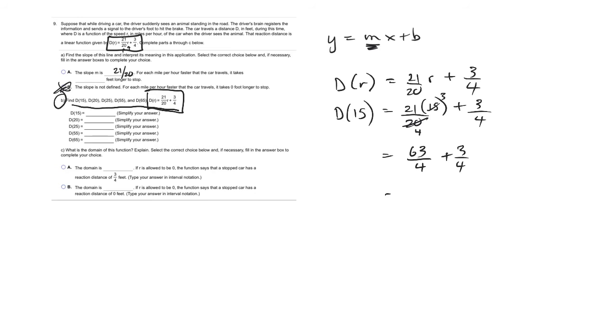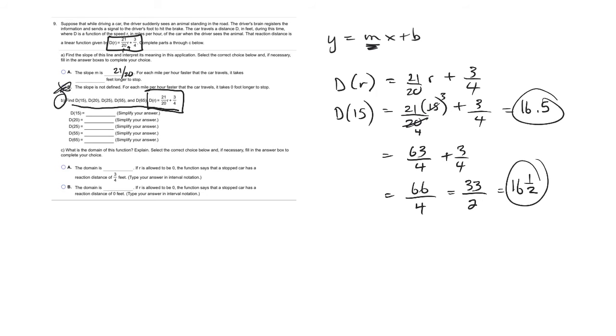And if you add that, that'll be 66 over 4, which you can simplify by 2's, I think. So it'll be 33 over 2, or I think that's 16 and 1/2. And if you do it with fractions, just with your calculator, you'll get that. Okay, and then all these other ones, you do the same thing, just plug that number in.